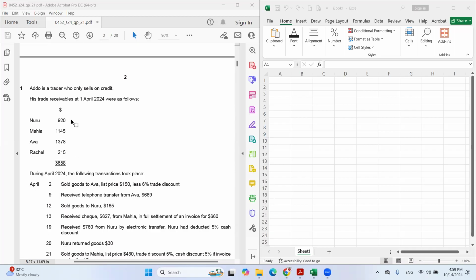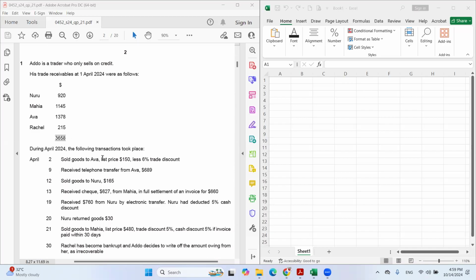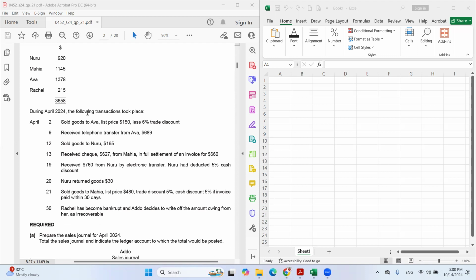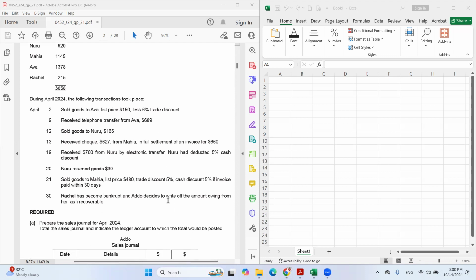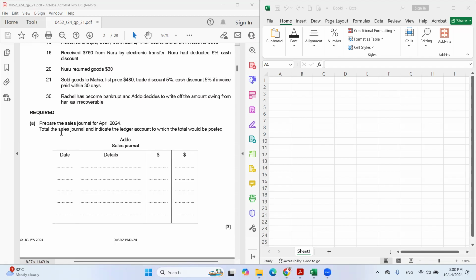So this one, you have 4 customers. During April 2024, the following transactions took place. Let's see what the question is about. Question A: prepare the sales journal for April 2024. Total the sales journal and indicate the ledger account to which the total will be posted.